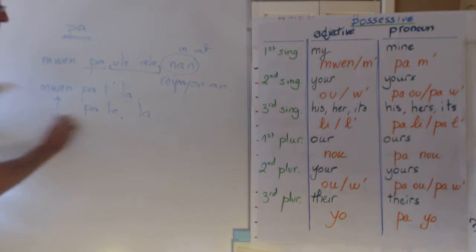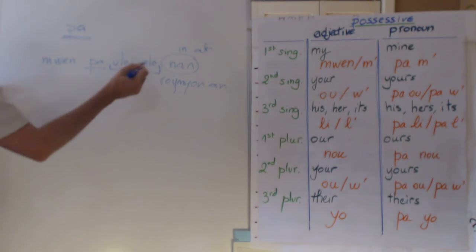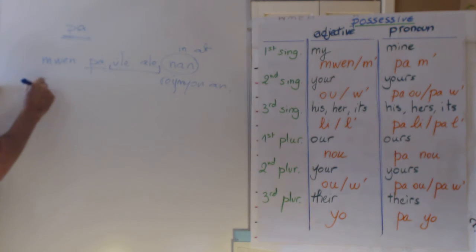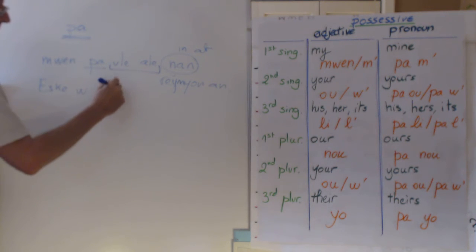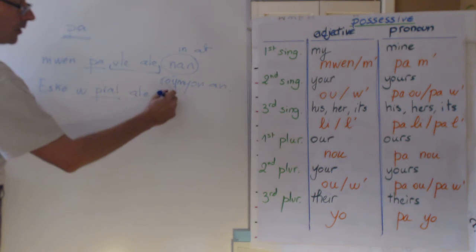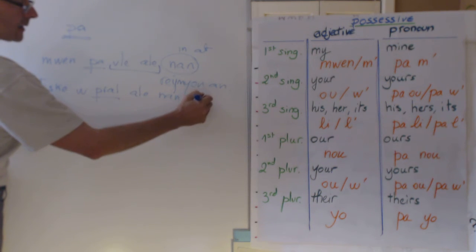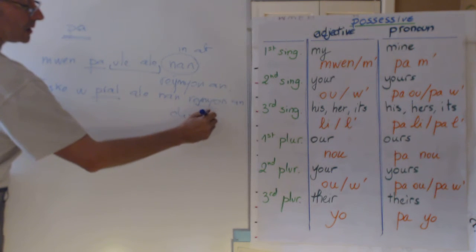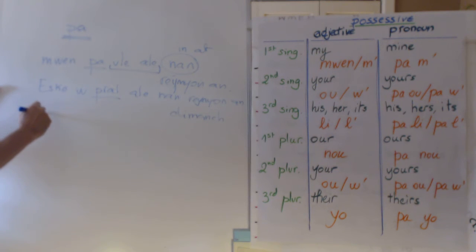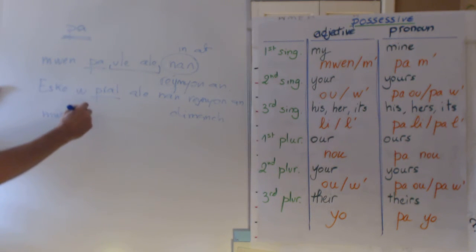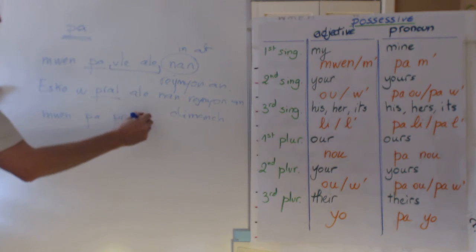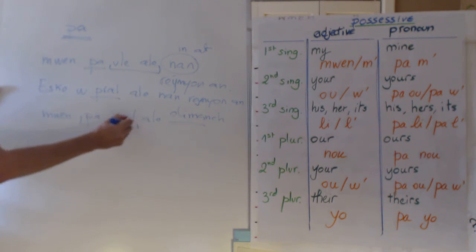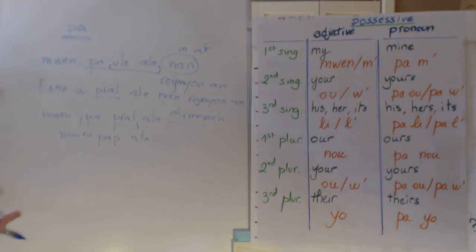Now, will you be at the meeting on Sunday? Est-ce que ou pral aller non réunion dimanche? Ou pral is the marker for the future. Well, we would say moins pas pral aller. Pa pral, the contraction is pap. So we will say moins pap aller.